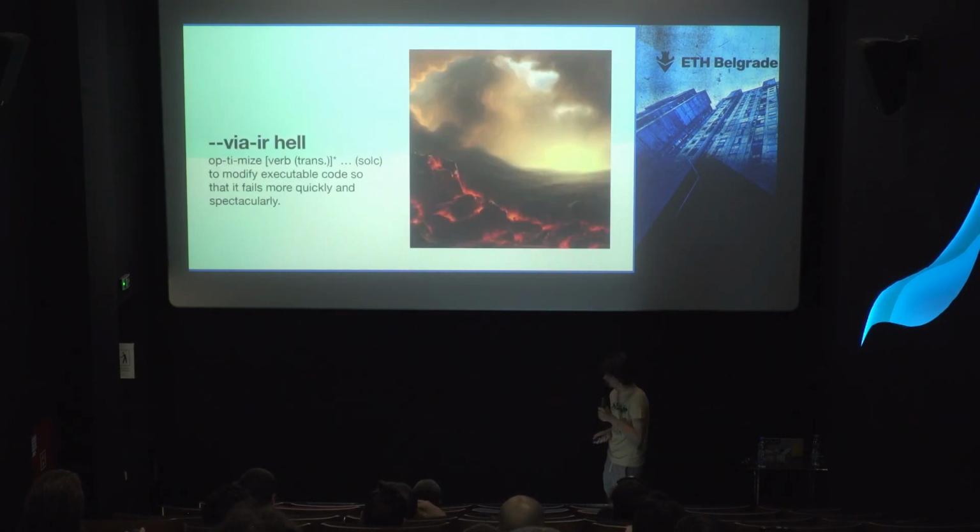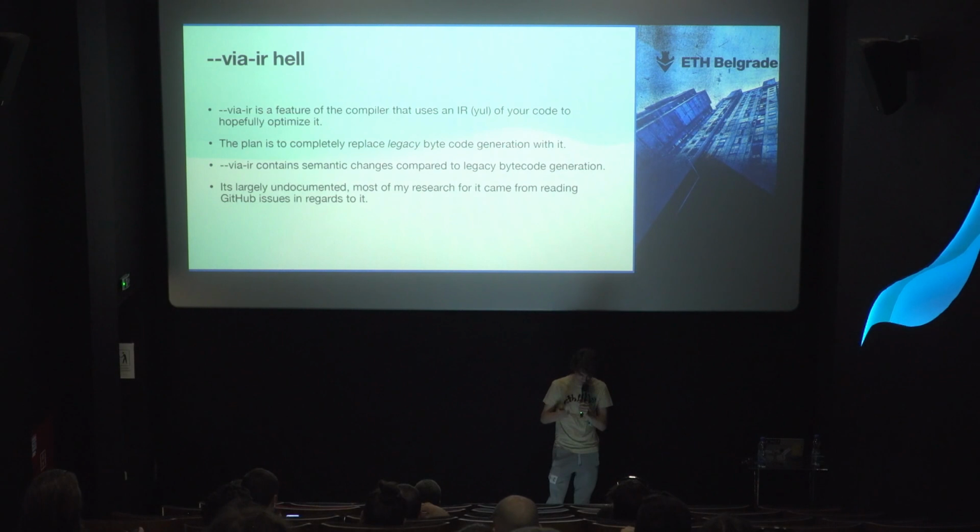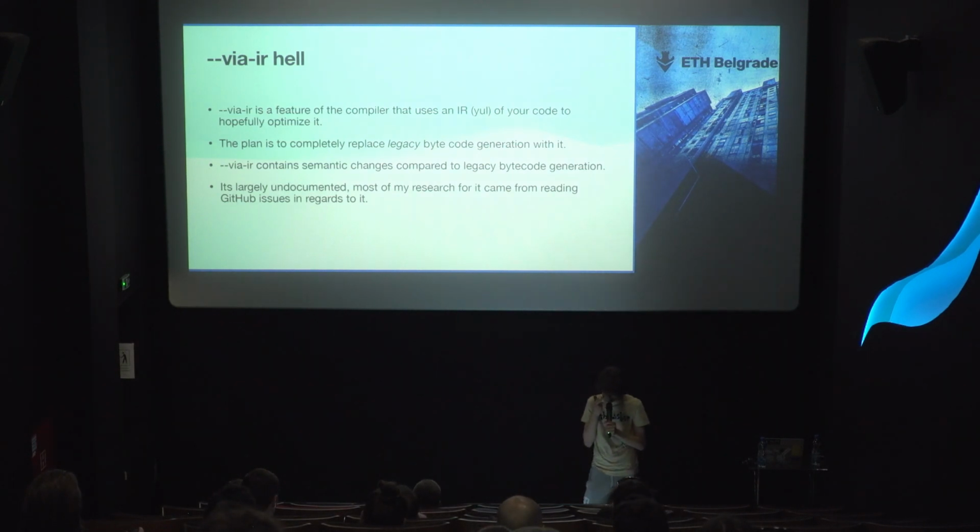Via IR is designed to optimize your code, which basically means, in the solc context, to modify it so that it fails most quickly and spectacularly. So what do I mean by that? It's a feature of the compiler that uses Yul, an intermediate representation, to optimize it, hopefully. And the plan is to replace legacy bytecode generation with it by the end of the year.